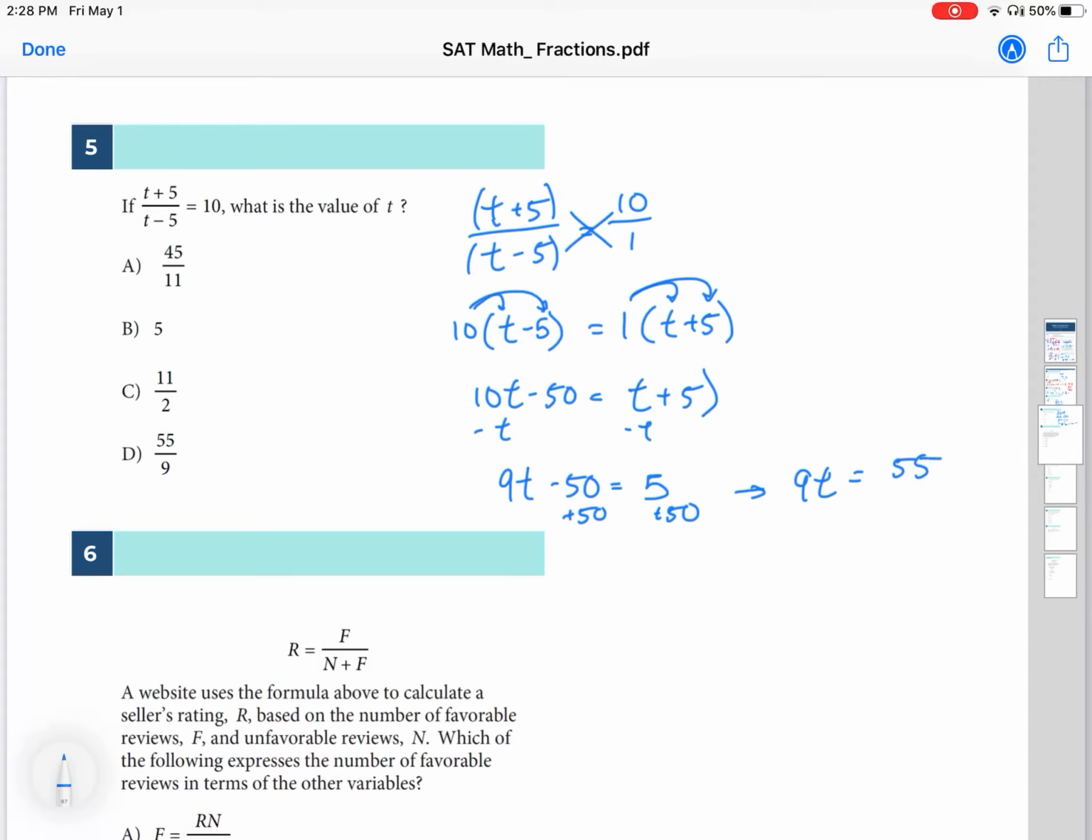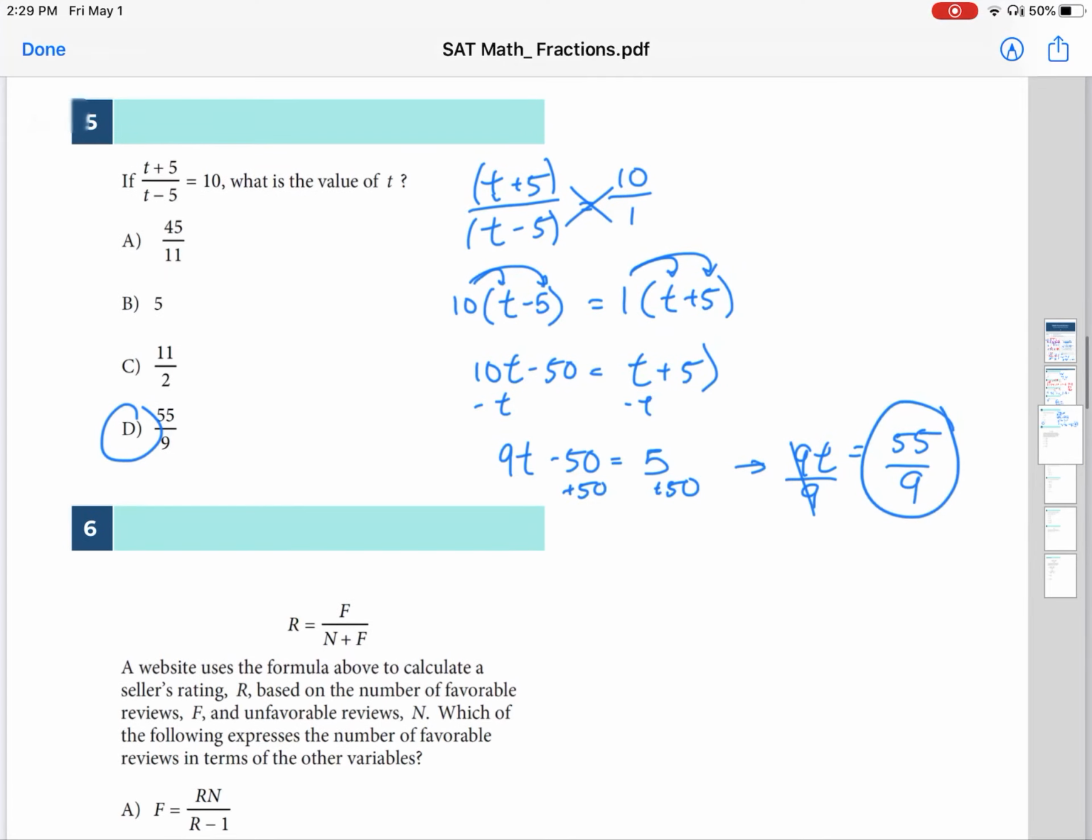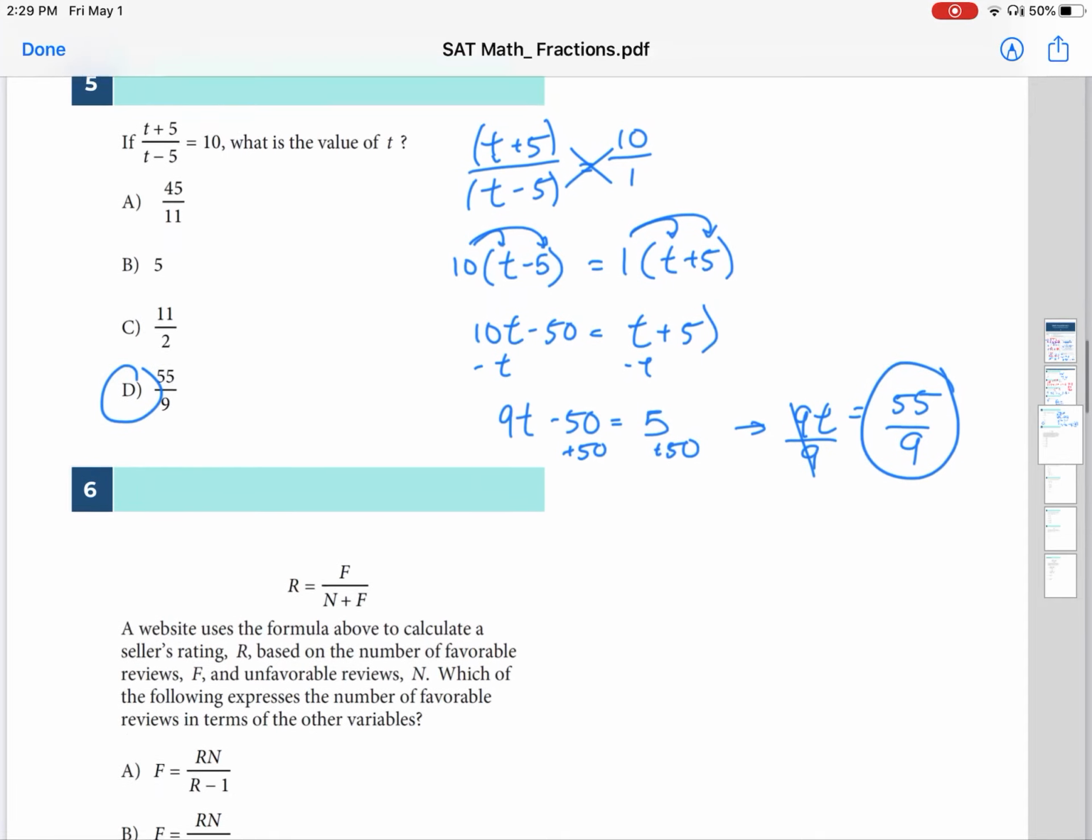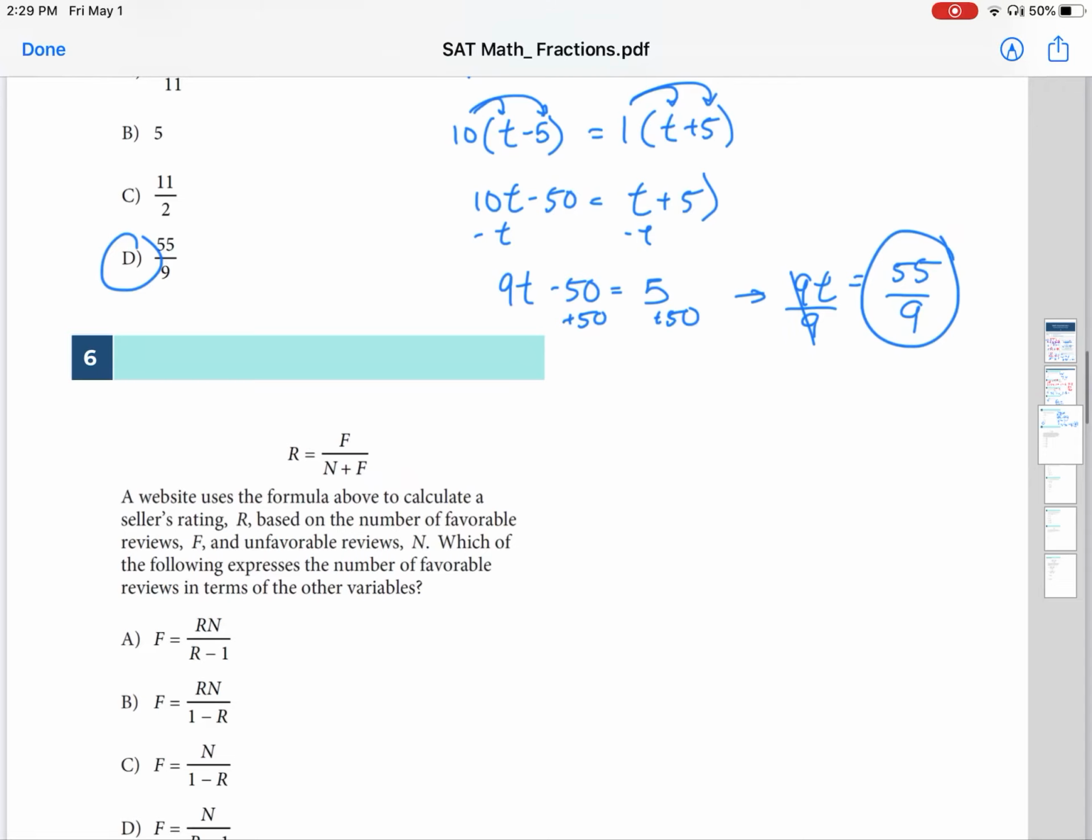And at this point, you might think, well, this doesn't divide out evenly. t isn't going to be a whole number. That's totally fine, because if we divide both sides by 9, and these 9's cancel out, we get t equals 55/9, which is one of their answers. So if you feel like you're getting stuck because the answer isn't coming out clean, meaning it's not a whole number, don't freak out. Double check the multiple choice answers. Maybe they want a weird fraction like 55/9.